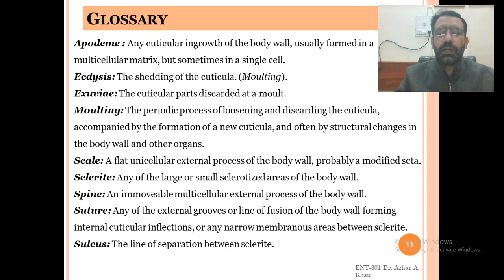So this was all about the integument of insects. For detail, you can also consult Entomology for Beginners, chapter 4, where we have a detailed discussion about the integument and derivatives of the integument.